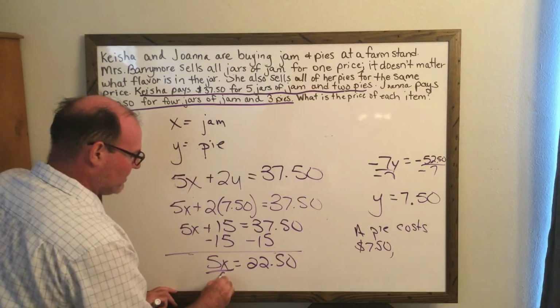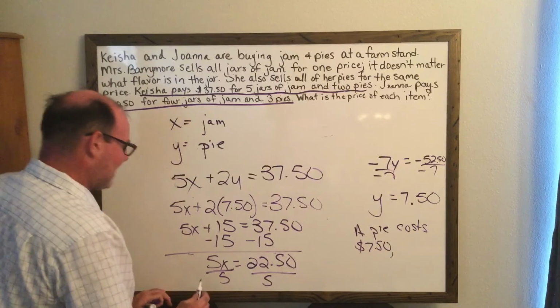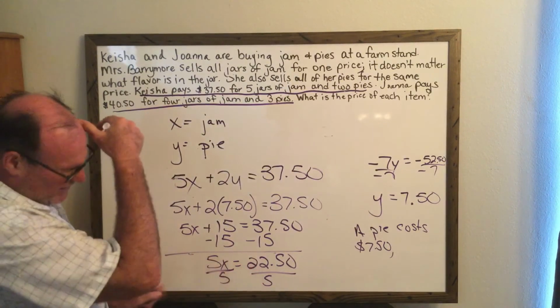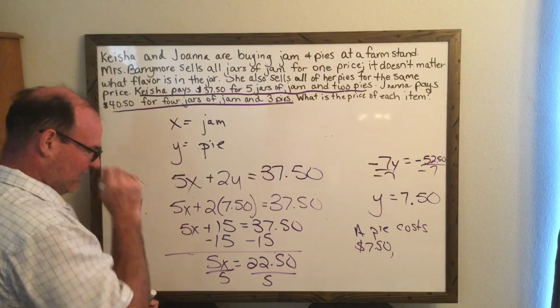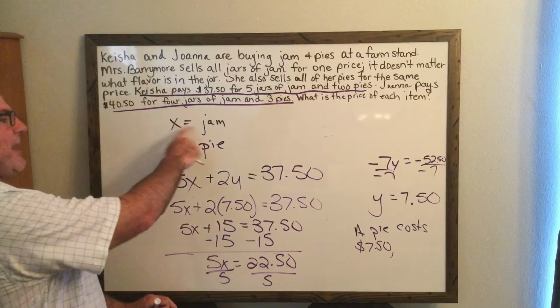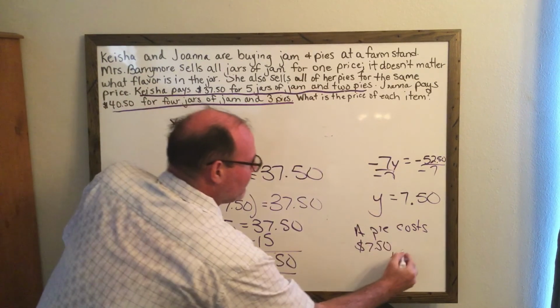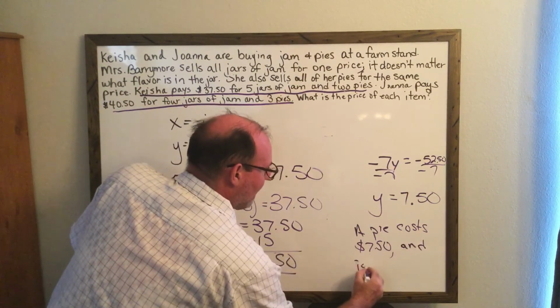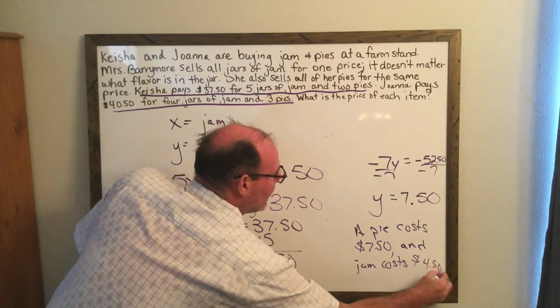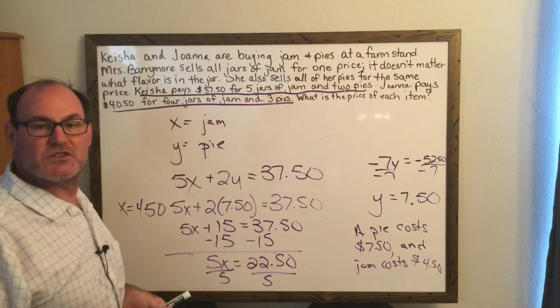When I divide both sides by 5, I get that the value of x is equal to, 5 goes into 22 4 times. That leaves me 4.50. So x is my jam. So a pie costs $7.50 and jam costs $4.50. And there you go. That's how you use the system of equations to solve a word problem.